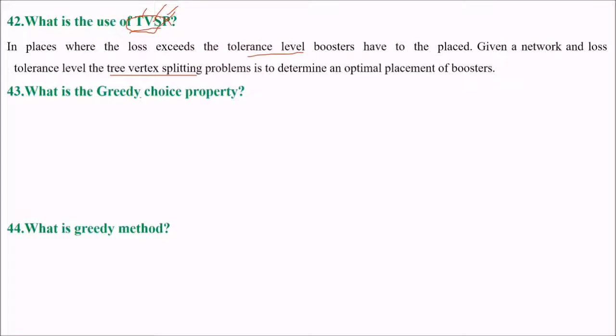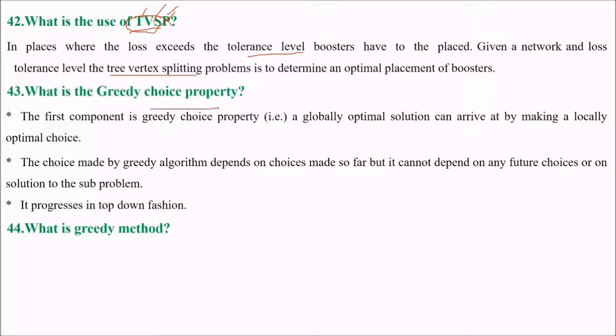What is the greedy choice property? The first component is that a globally optimal solution can be arrived at by making a local optimal choice. So the algorithm first makes a local optimal choice. Then the choice is made by the greedy algorithm. It depends on choices made so far, but it cannot depend on any future choices or on the solutions to the subproblem, and it progresses in a top-down fashion. This is the greedy choice property.